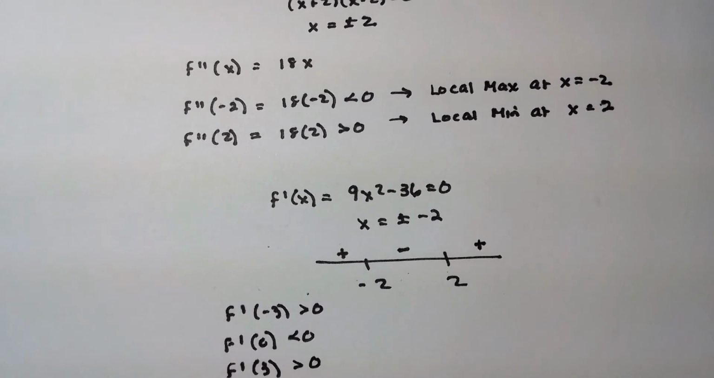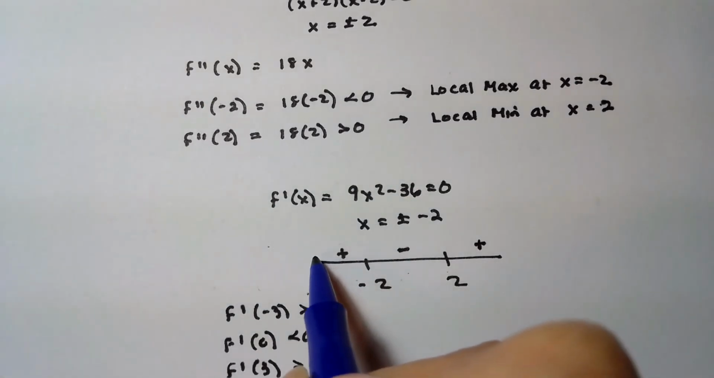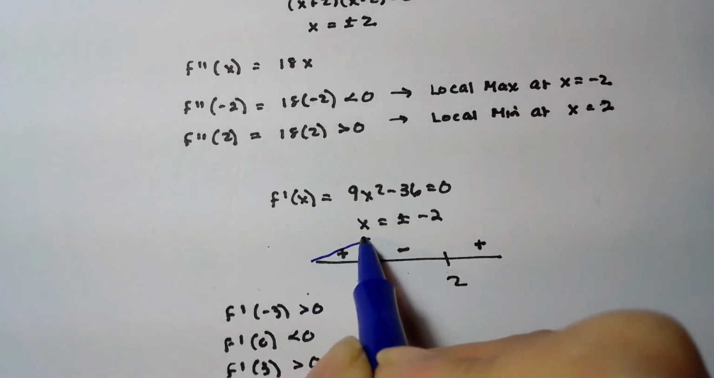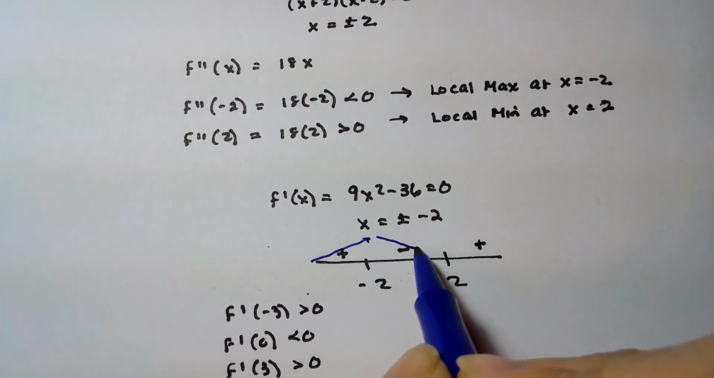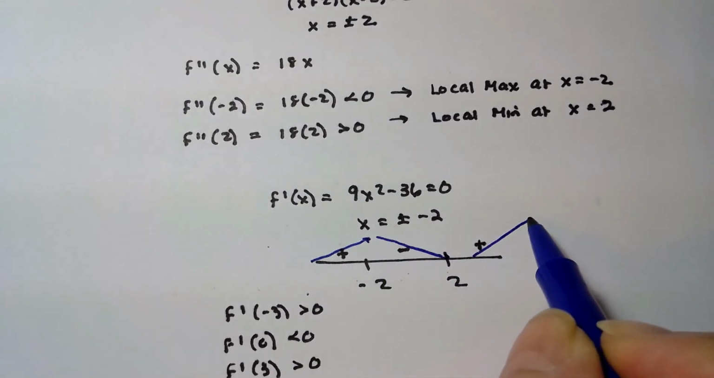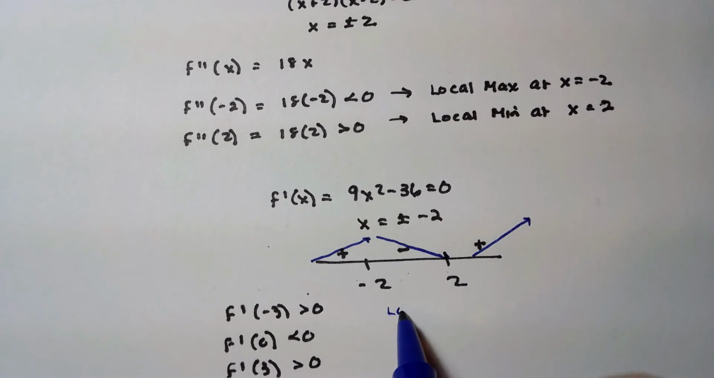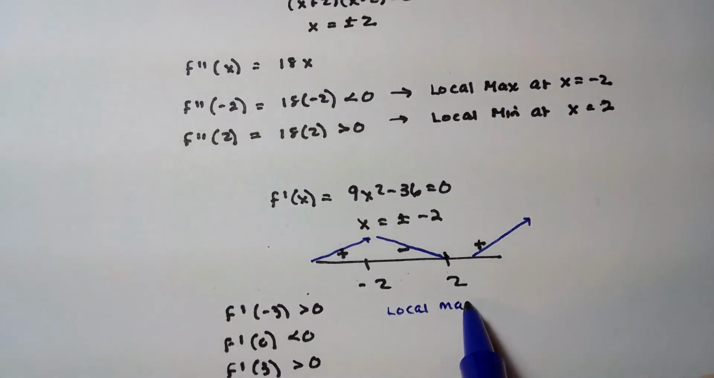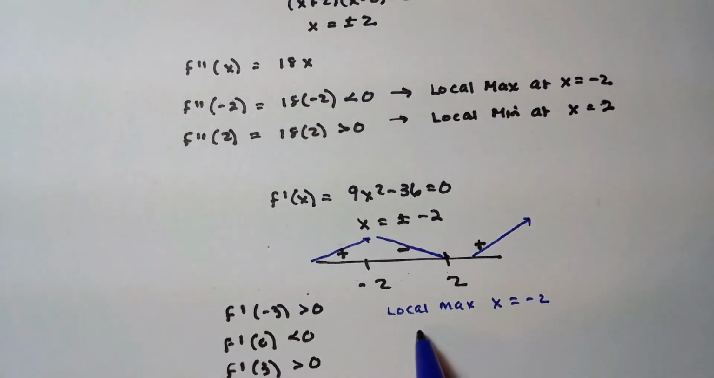So what do I know? If f prime is positive, that means f is increasing on this interval. It's going to decrease where it's negative, and it's going to increase where it's positive. So I expect a local max at x equals -2, and a local min at x is equal to +2. So we get the same answer, okay?